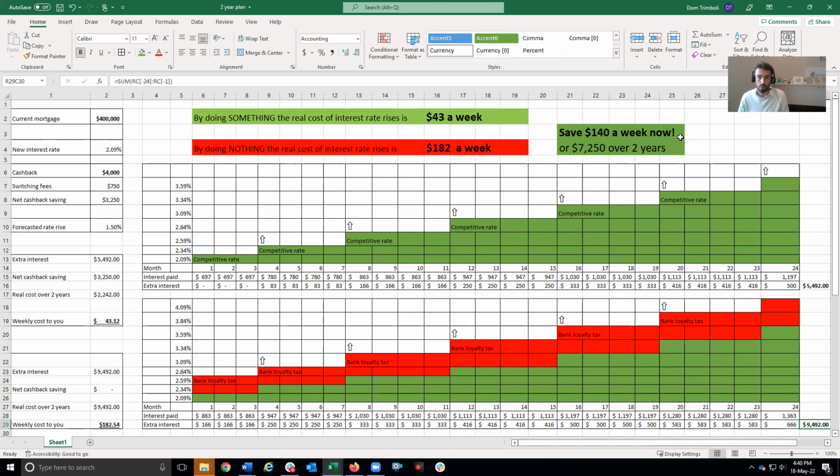We know rates are going to go up. We know it's very likely your repayments are going to go up. So we just need to do the absolute best thing now to reduce risk. And as you can see here, $43 a week compared to $182 a week, guys. So really encourage you to do something about this.